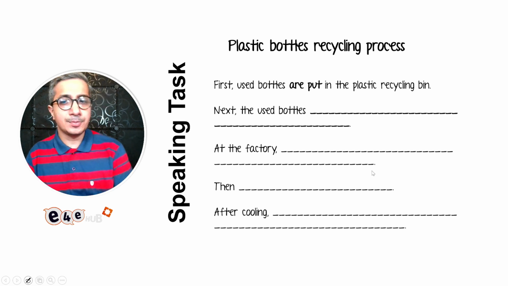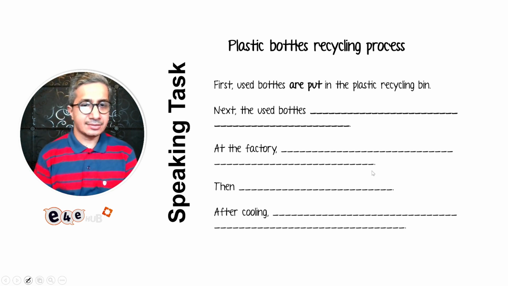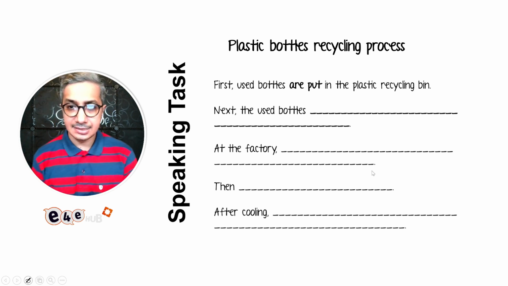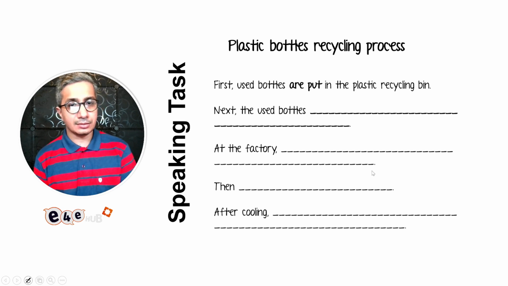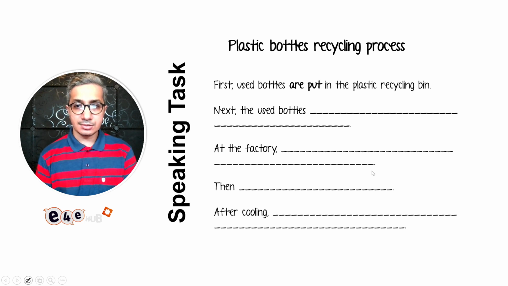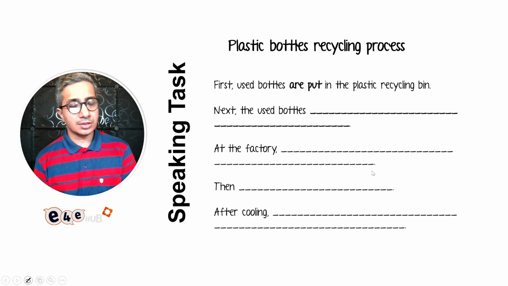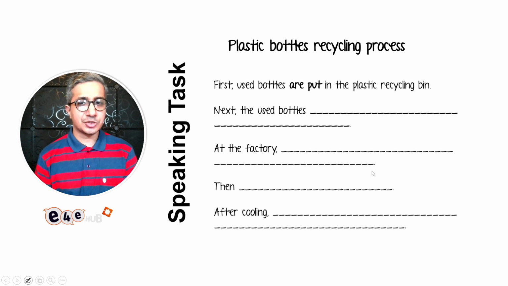First, used bottles are put in the plastic recycling bin. Next, the used bottles are collected and are taken to the factory, which will recycle the bottles. Following transportation, the bottles are heated and melted. Then they are formed into new bottles. After cooling, the recycled plastic bottles are distributed to companies in order that they can be refilled and sold to the public.